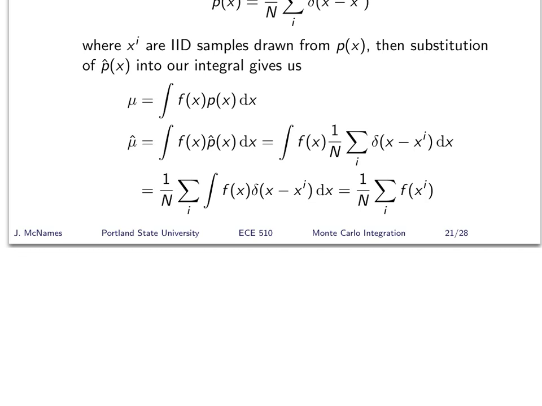I mean, f of x i is what you get when you sample it randomly, but when you do sampling mathematically, they use the delta function in that way.